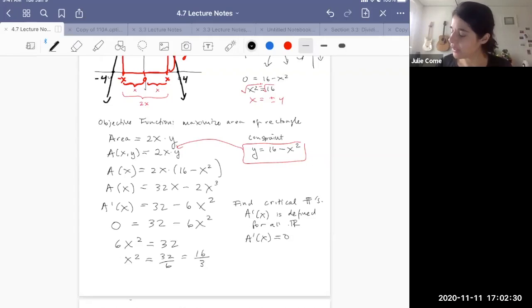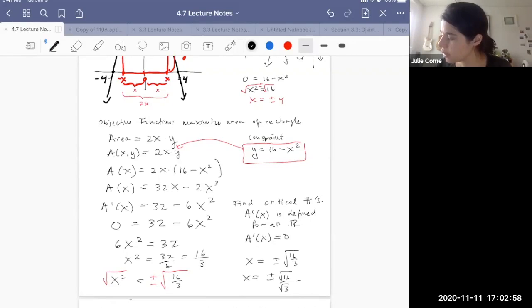And now I take the square root of both sides, and I just want to remember here that when I square root x, I do need to acknowledge that x could be positive or negative, and that's going to mean we end up with x is equal to plus or minus the square root of 16 thirds, which is the same thing as the square root of 16 over the square root of 3, or plus or minus 4 over root 3.